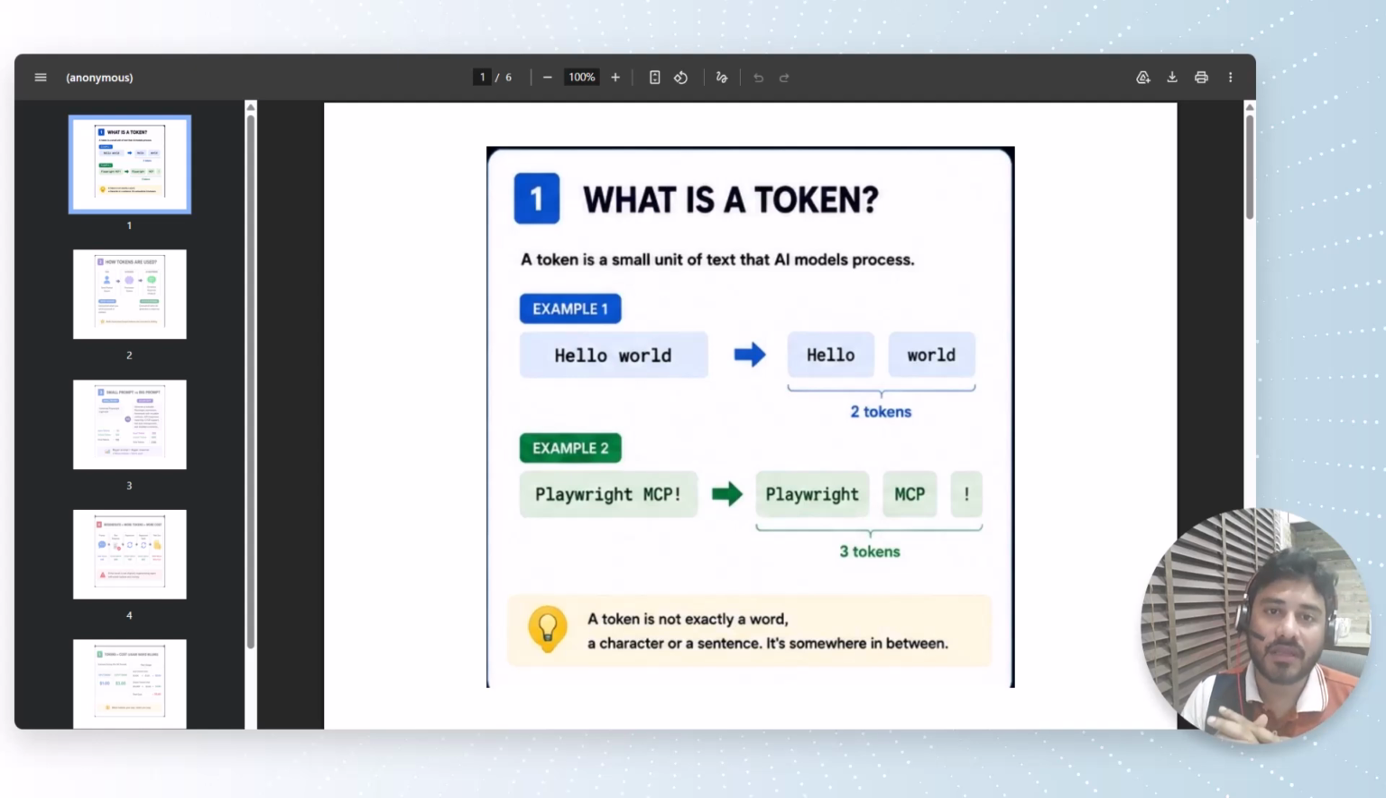What is a token? A token is simply a small unit of text processed internally by AI models. This is not exactly a word, a character, or a sentence. It depends on the tokenizer used by the model. For example, if I type "hello world", the model may process it internally as "hello" and "world", which becomes two tokens. Even punctuation can become a token. For example, "Playwright MCP!" may become "Playwright", "MCP" and "!" as three separate tokens.